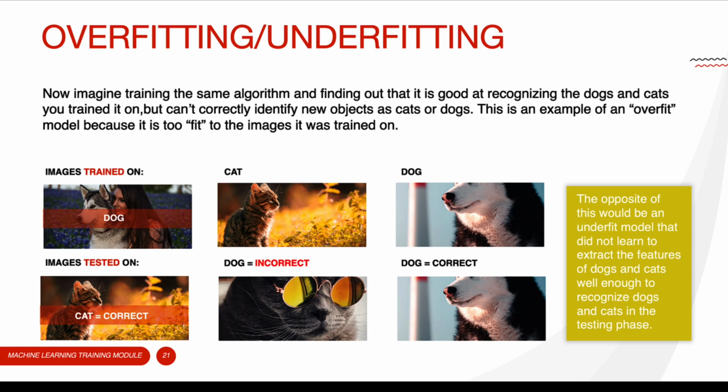This concludes overfitting and underfitting. Next, we're going to understand the basics of how the data science loop works.